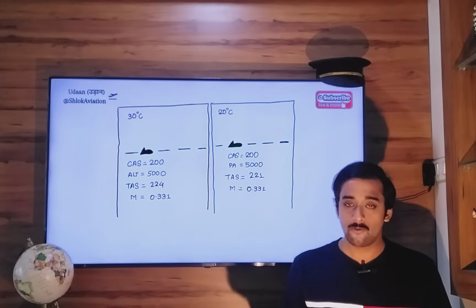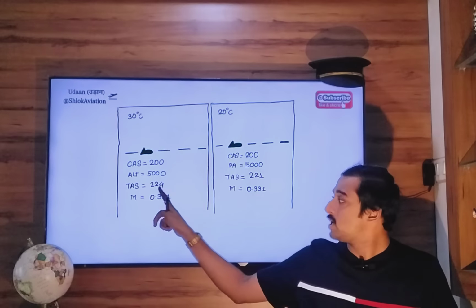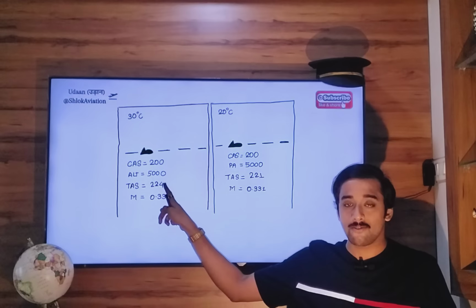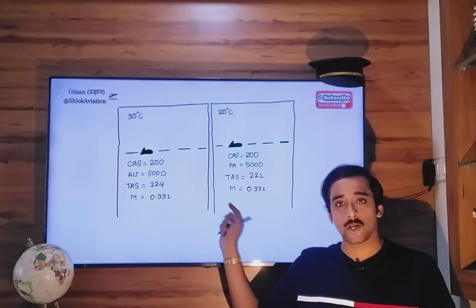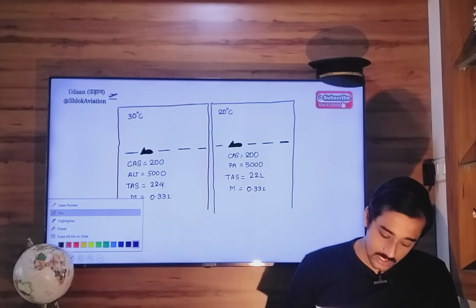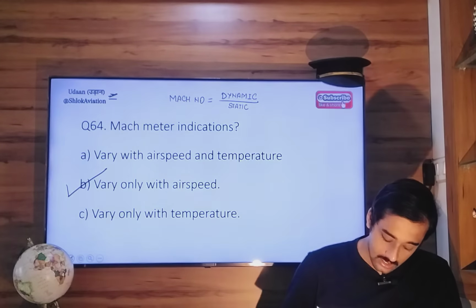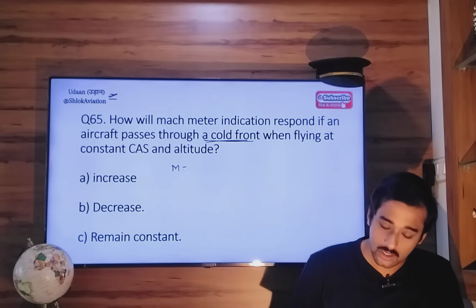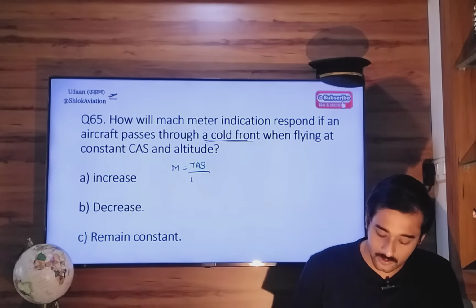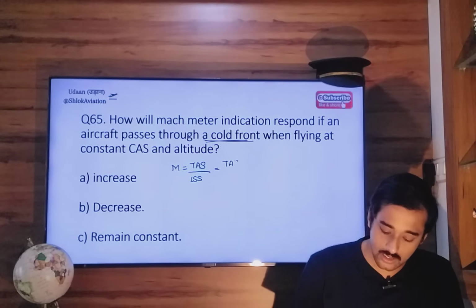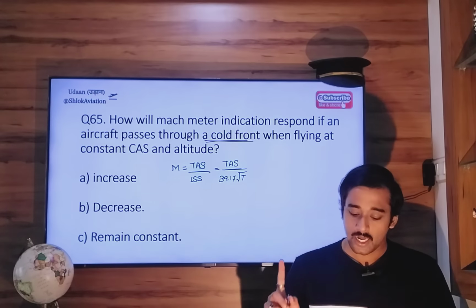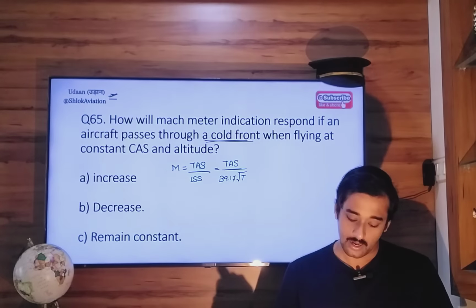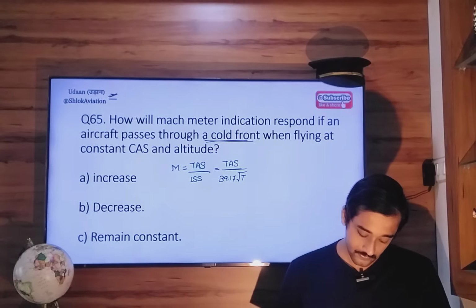So what happens? When you fly from a warm air mass into a cold air mass, your true airspeed decreases. 224 becomes 221. But your Mach number remains the same, 0.331. Why is that? Another way of looking at it is this. Mach number equals your true airspeed divided by local speed of sound. Local speed of sound is 39.17 times the square root of temperature in Kelvin. So Mach number is directly proportional to TAS and inversely proportional to local speed of sound.